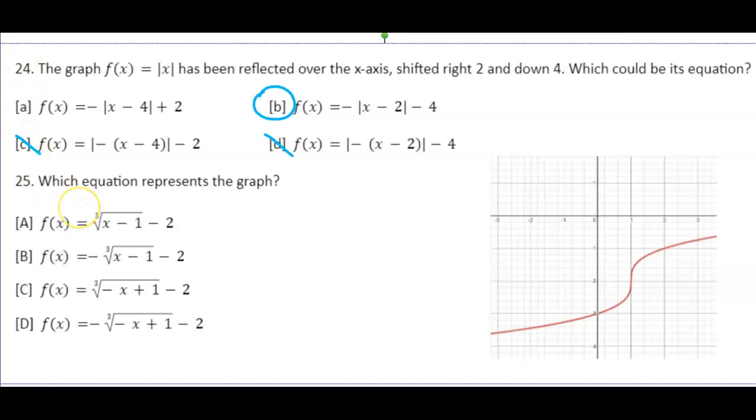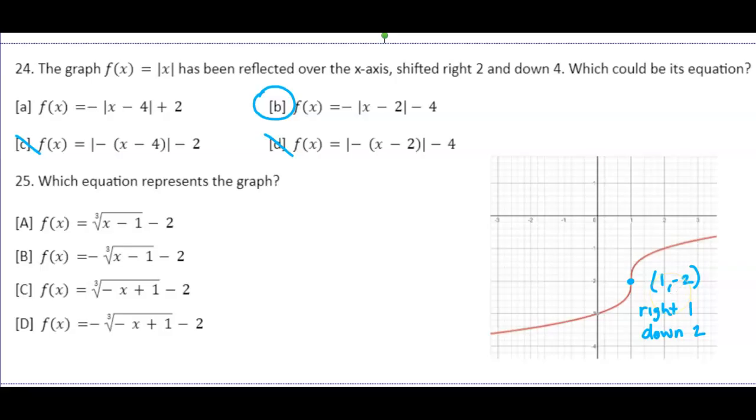Now for 25, you're given a graph and we want to know which of these equations represents the graph. You can do this a couple of different ways. If you want to, you can put it in Desmos, graph each one of these equations, see which one matches this one. That would be the long way. Or you could realize that this cube root function has been shifted. That new middle point is at 1, -2, which means it went right 1 and down 2.